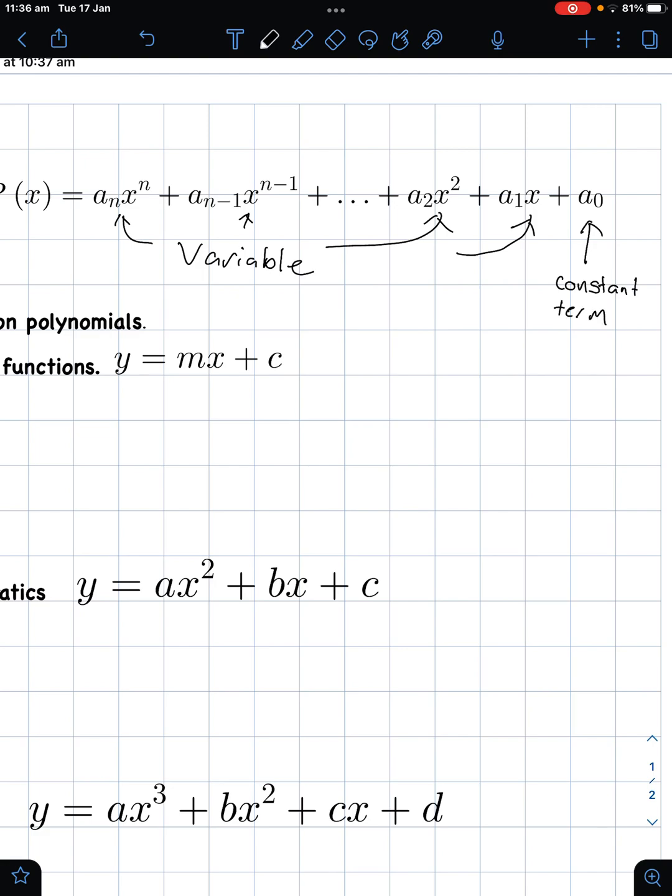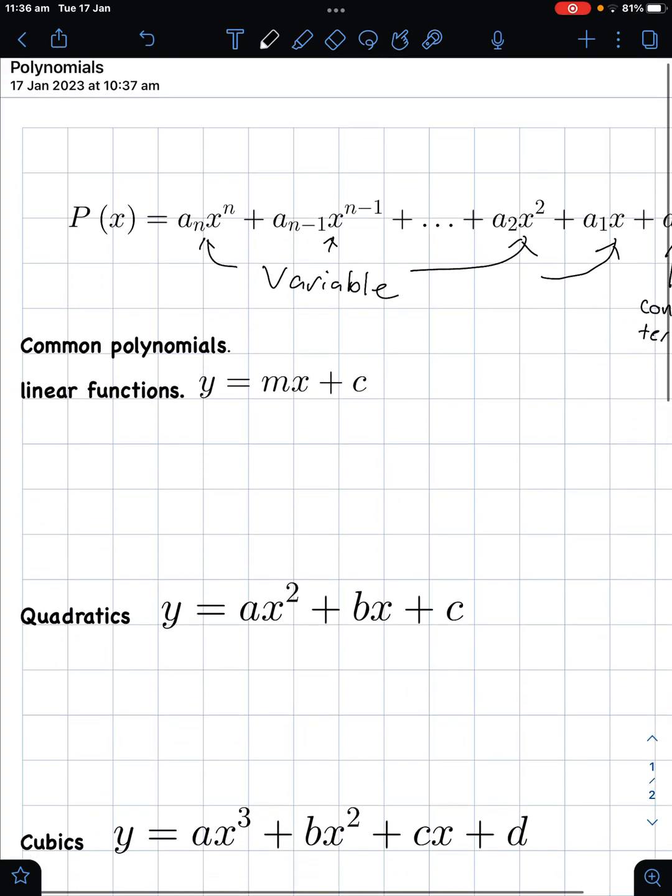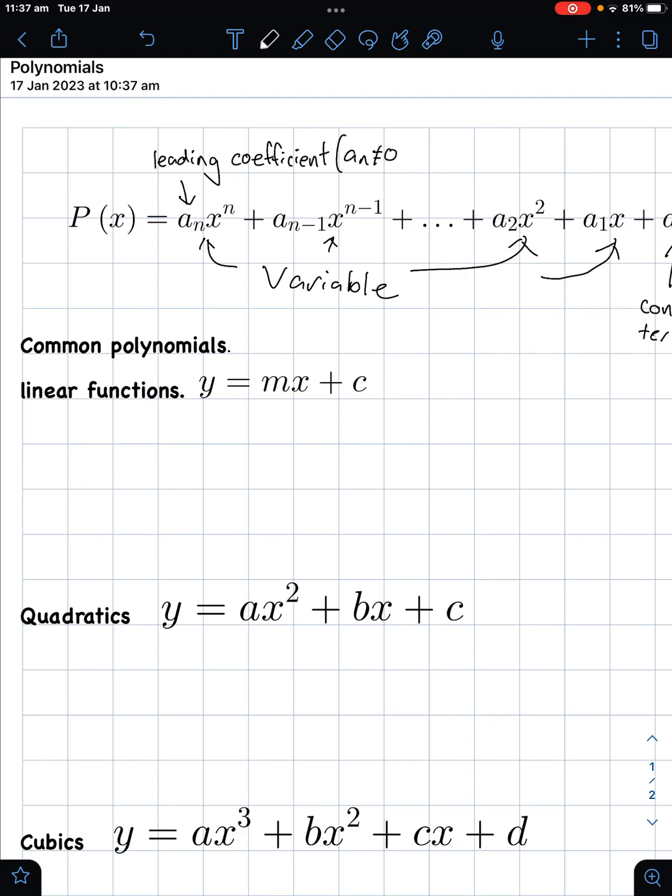Now, the next bit, this first term here is our leading coefficient. This can never be 0. So leading coefficient, and I'm just going to write here in brackets, a cannot equal 0. Because if it did equal 0, this would actually be our leading coefficient and we wouldn't even write it of this form.